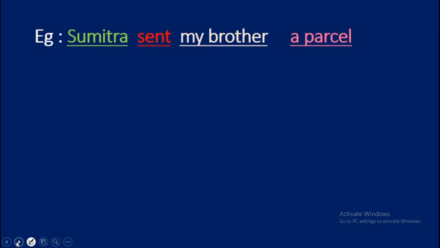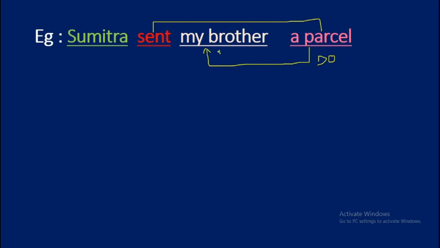Sumitra sent my brother a parcel. Sent what? Parcel. So this is the direct object. Sent to whom? My brother. The recipient of this parcel is my brother, so the recipient of this action is my brother. It is placed first. It is the indirect object. The doer of the action is Sumitra. This is the subject. This is a transitive verb followed by two objects. We placed the indirect object first and the direct object next.